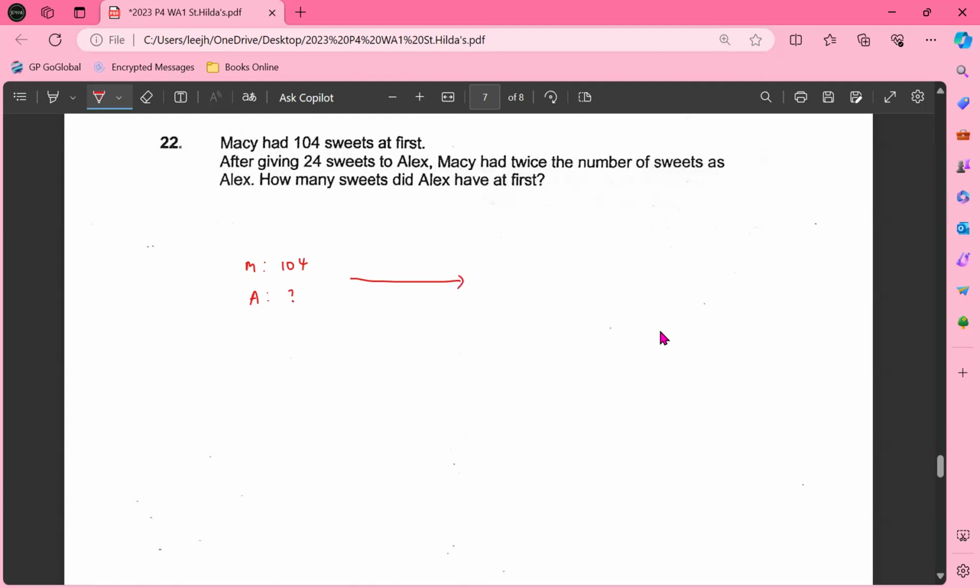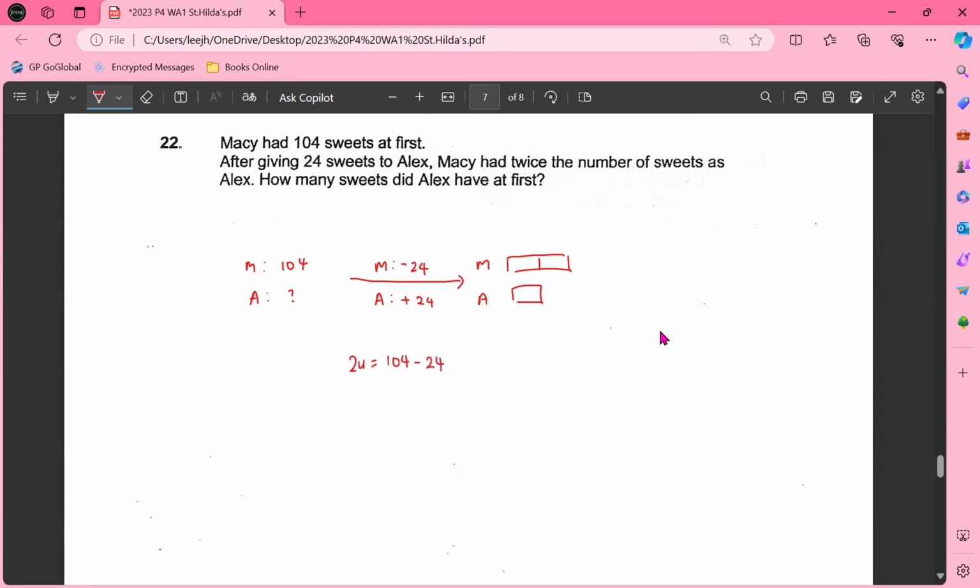But after giving 24 sweets to Alex, so Macy gives away, so minus 24. Alex is receiving, so plus 24. And what happens? Macy had twice the number of sweets as Alex. So Macy will have 2 units. Alex will have 1. Okay. So what I'm going to do is, I can actually work forward to find the number of units in the end. Because Macy 104, after giving away 24, Macy has 2 units left. So I actually can find out the value of 2 units.